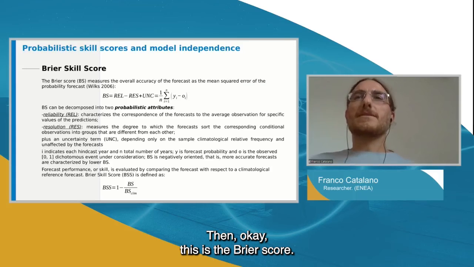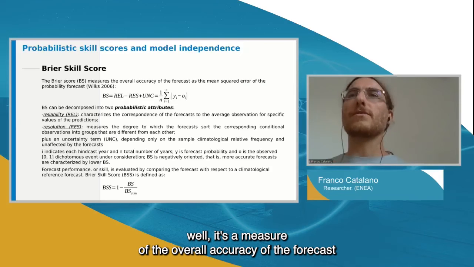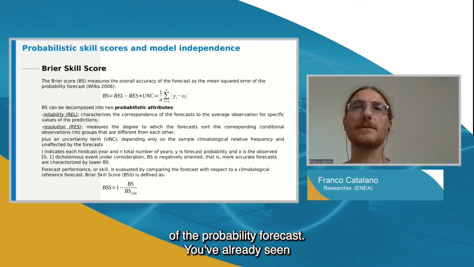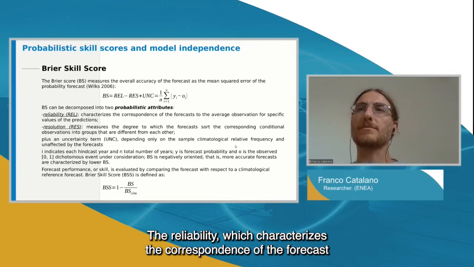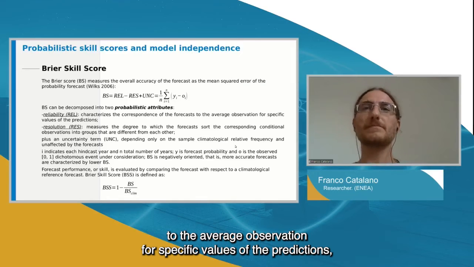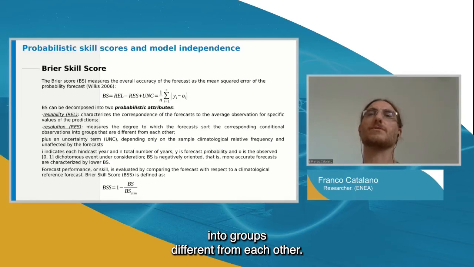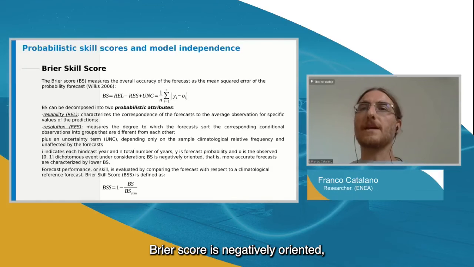Then, okay, this is the Brier score. It's a measure of the overall accuracy of the forecast, and it's essentially the mean squared error of the probability forecast. You're already seeing that it's decomposed into two main probabilistic attributes: the reliability, which characterizes the correspondence of the forecast to the average observation for specific values of the predictions, and resolution, which measures the degree to which the forecast sorts the corresponding conditional observations into groups different from each other. Then there's an uncertainty term, which is not affected by the forecast. Brier score is negatively oriented.